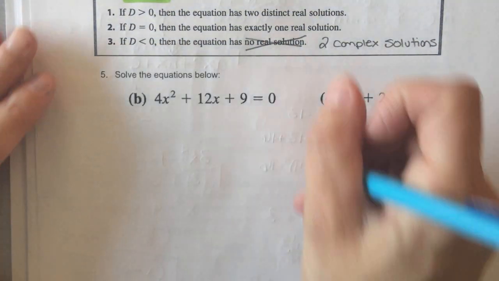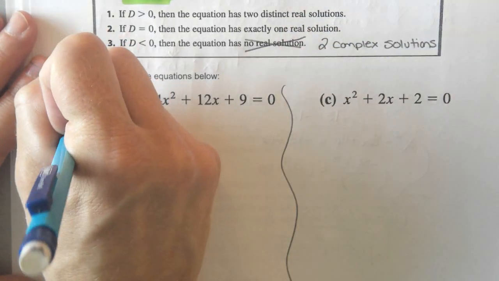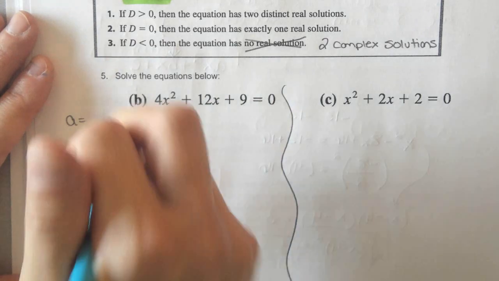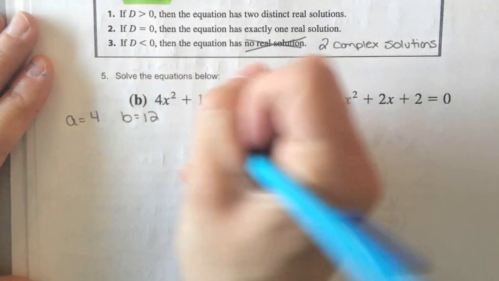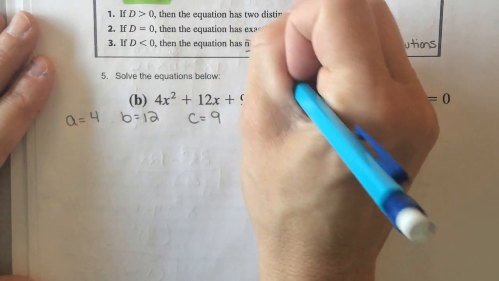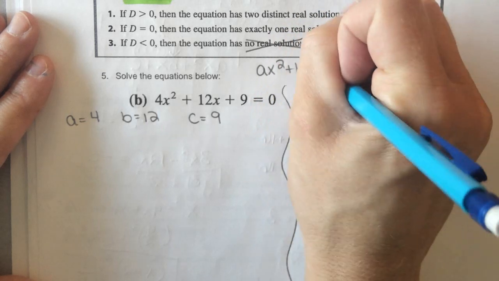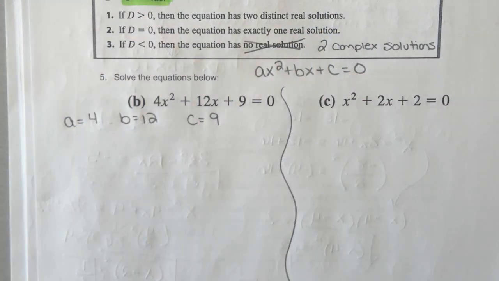All right, let's start with B. Again, A is mysteriously missing. All right. A is 4. B is 12. C is 9. That's my first step always. So remember you have ax squared plus bx plus c equals 0 when you're in standard form. So the a is the coefficient in front of x squared, the b is the coefficient in front of x, and then the c is your constant. It's your standalone term that's hanging out here.